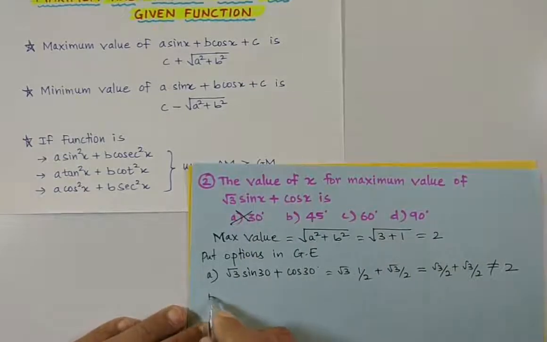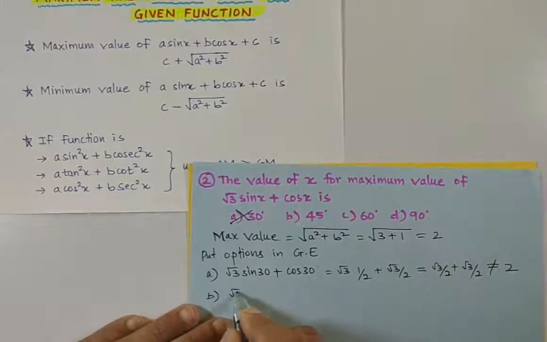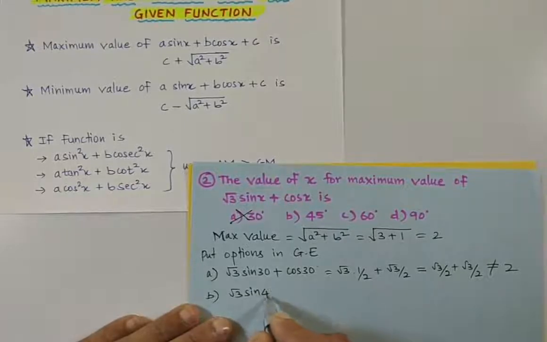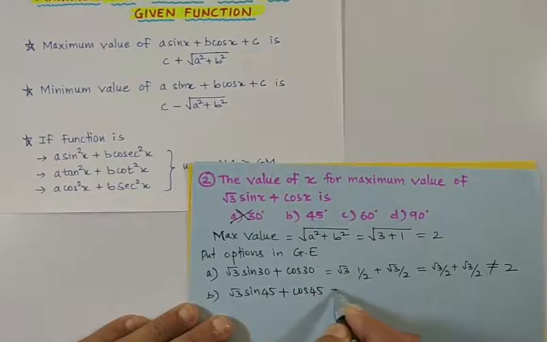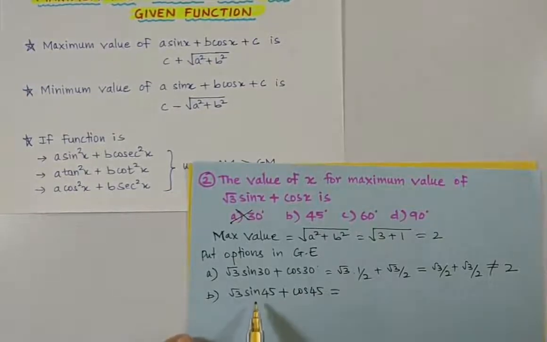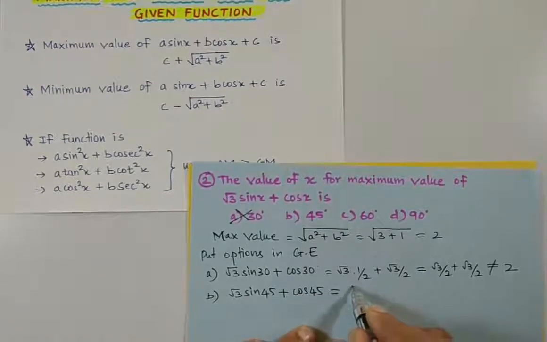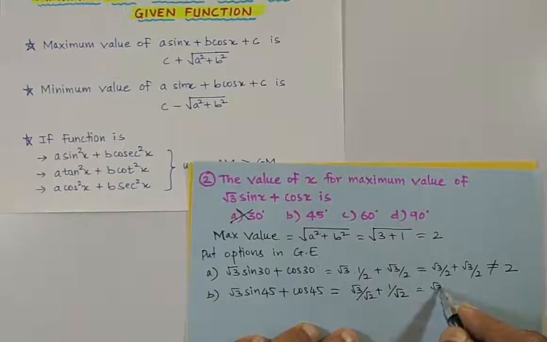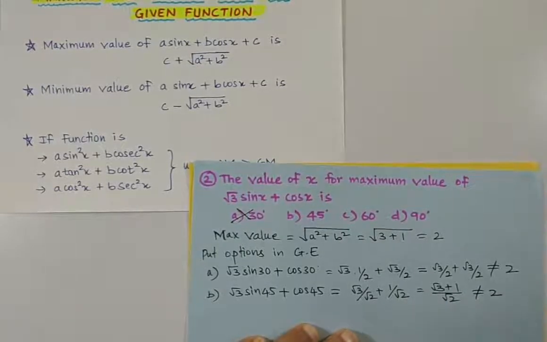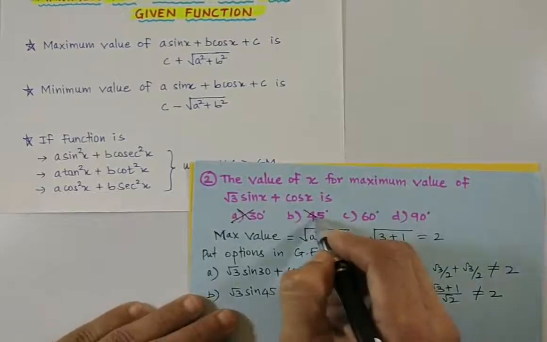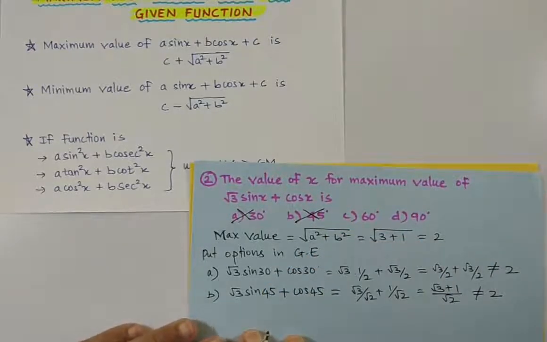Now substitute option B, root 3 sin 45 plus cos 45. If you simplify, sin 45 is 1 by root 2. So root 3 by root 2 plus 1 by root 2 for cos 45. You will have root 3 plus 1 by root 2. Again, this is not equal to 2. So 45 is not our answer.